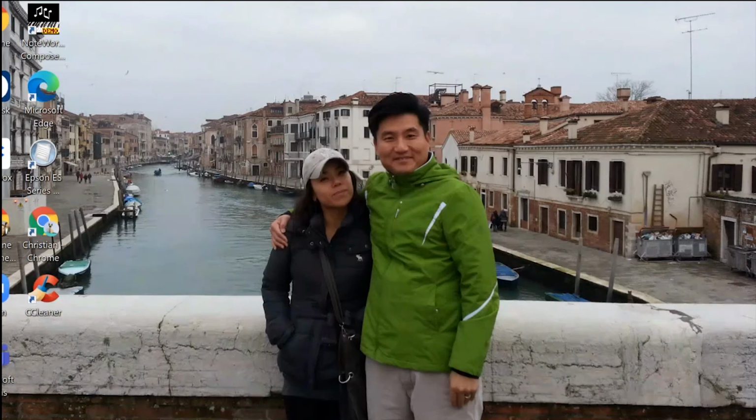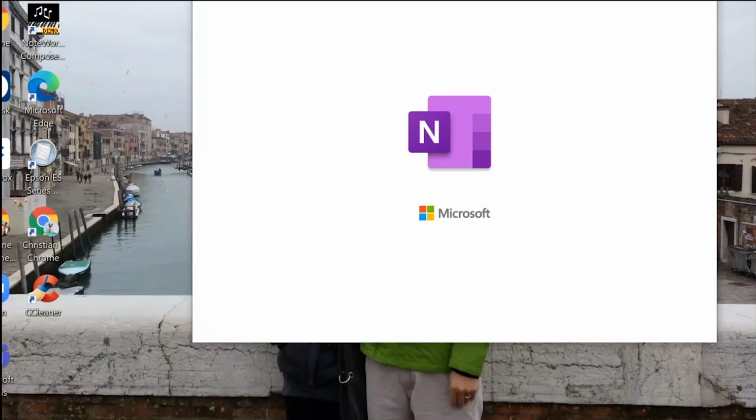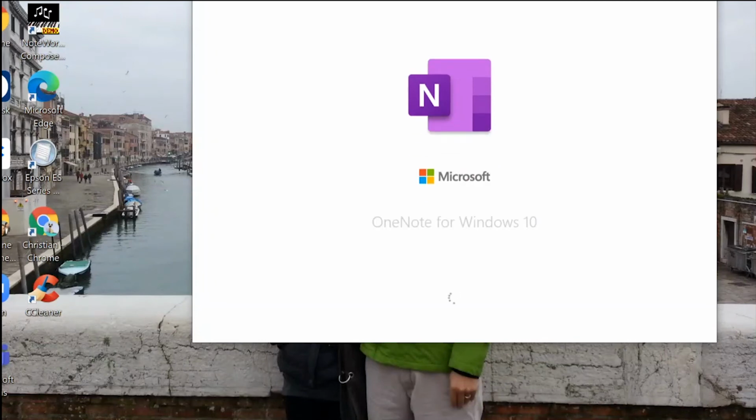And my OneNote just crashed. Okay, let me try to revive it. This computer is struggling. Hopefully, it usually saves everything.